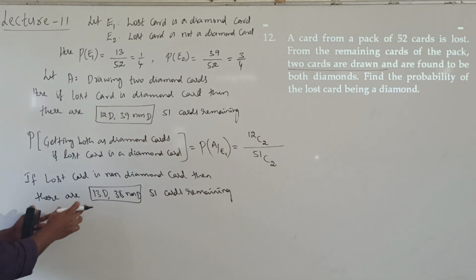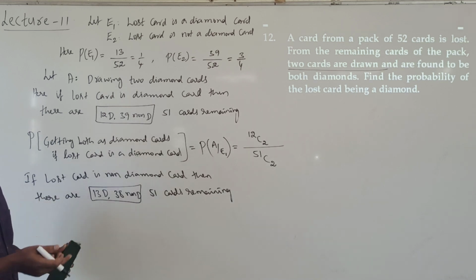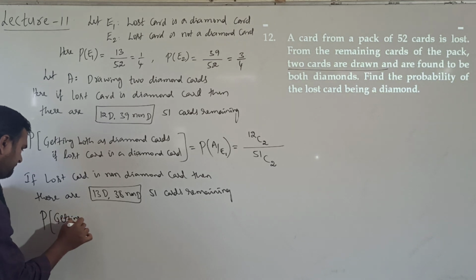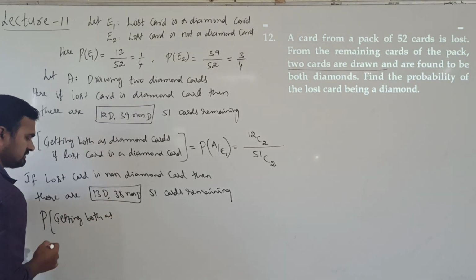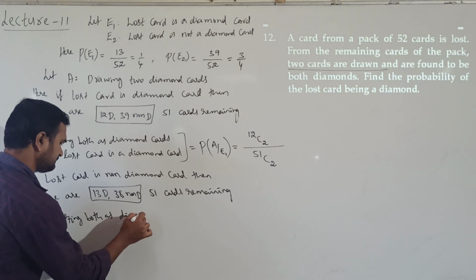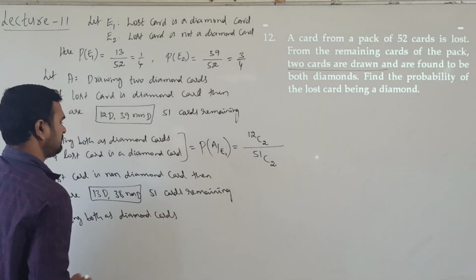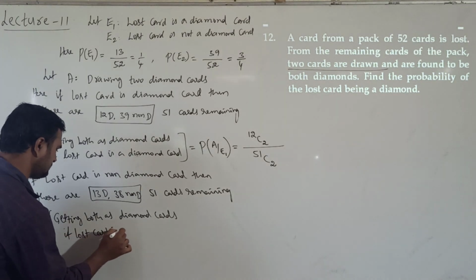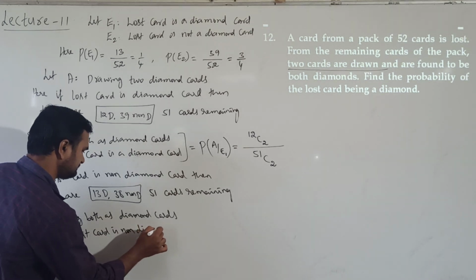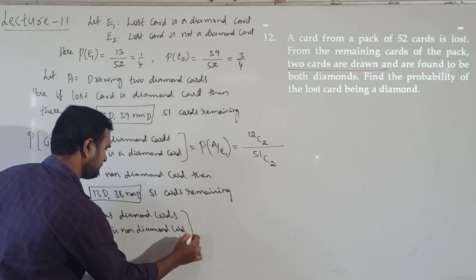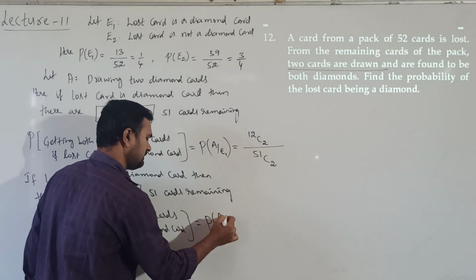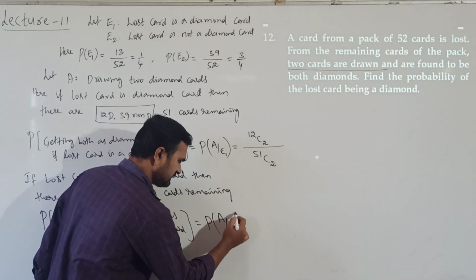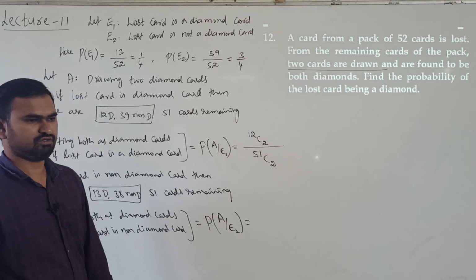Understanding? So in this second case, what is the probability of getting both cards drawn as diamonds if the last card is a non-diamond card? It is P of A. We are interested in getting both as diamond cards, given that the last card is not a diamond, so P of A given E2 we require.